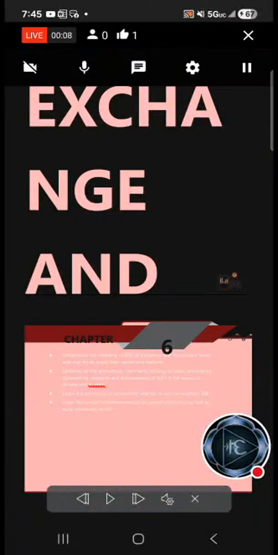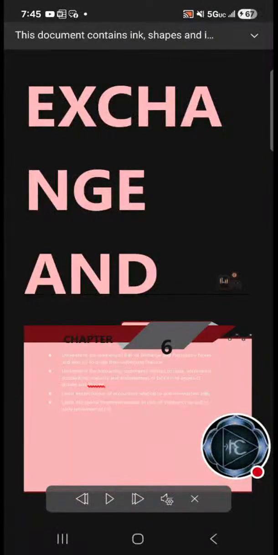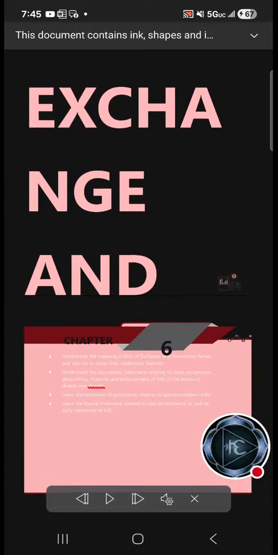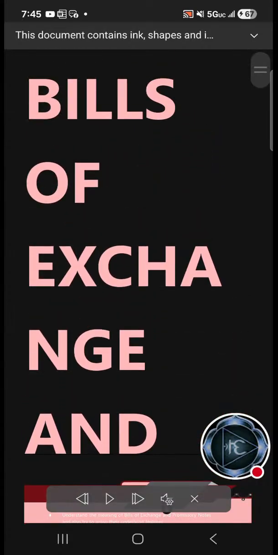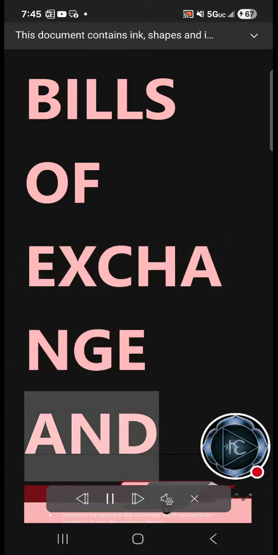This particular broadcast, we're gonna go over a document I discovered in my search for a PDF of the Bill of Exchange Act, and I came across this Bill of Exchange. Let's see what type of information this document can provide for us in understanding bills of exchange. Let's get it. Bills of exchange and promissory notes.